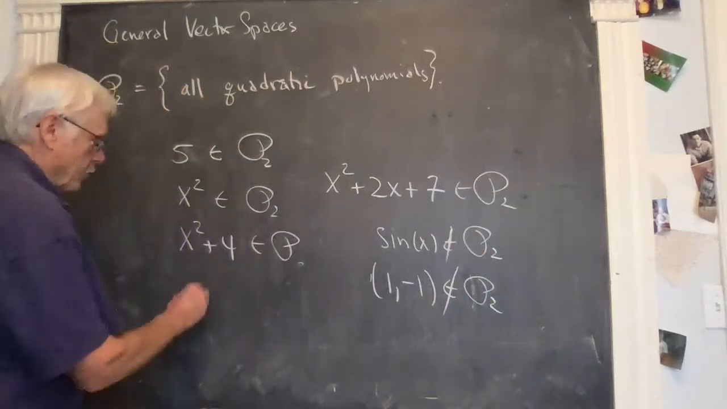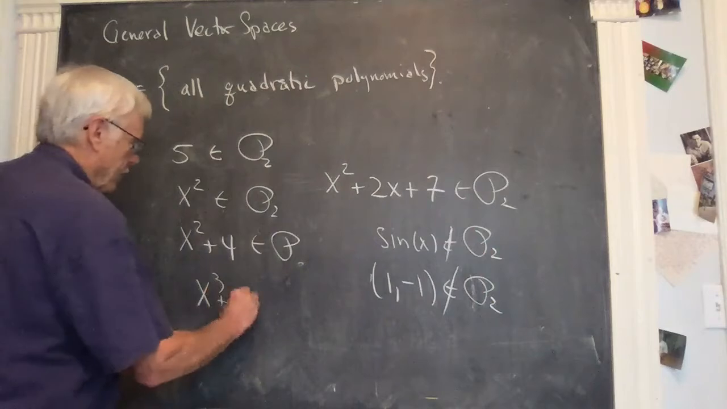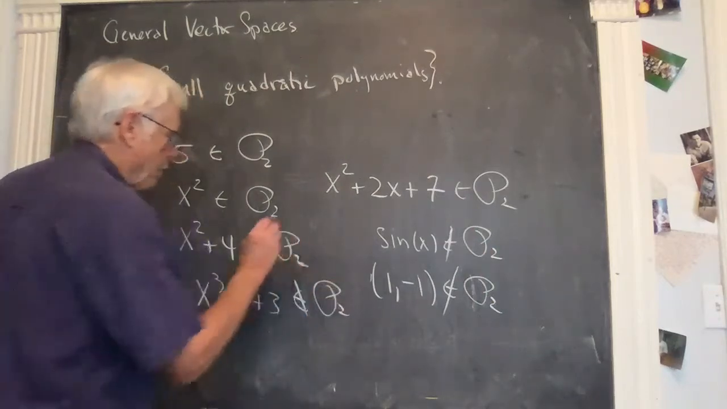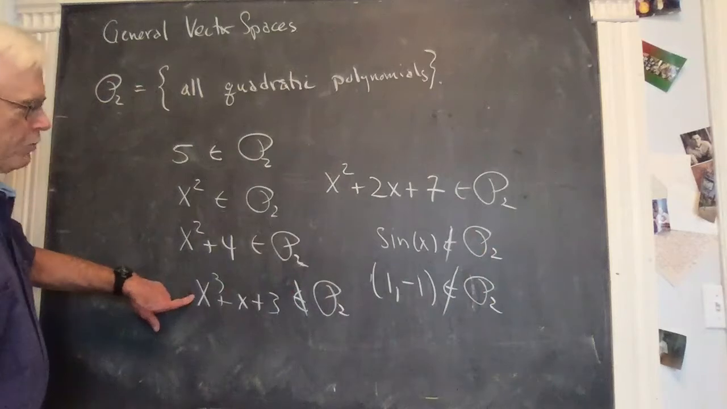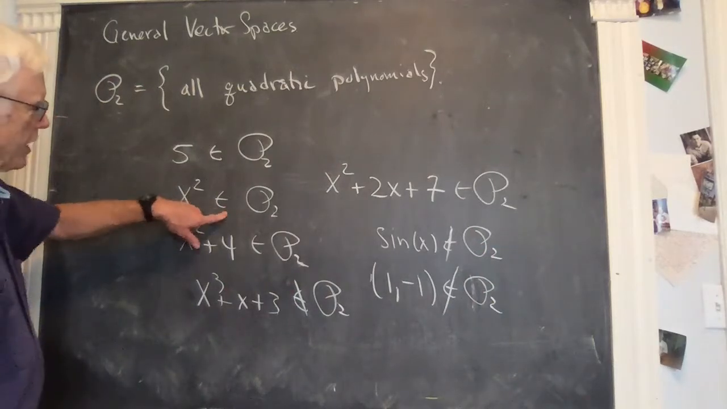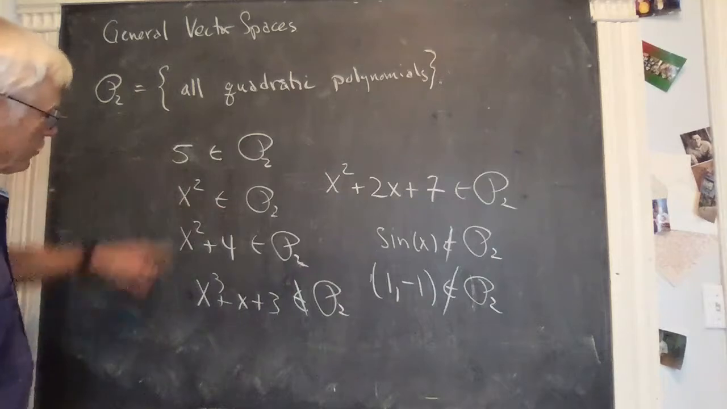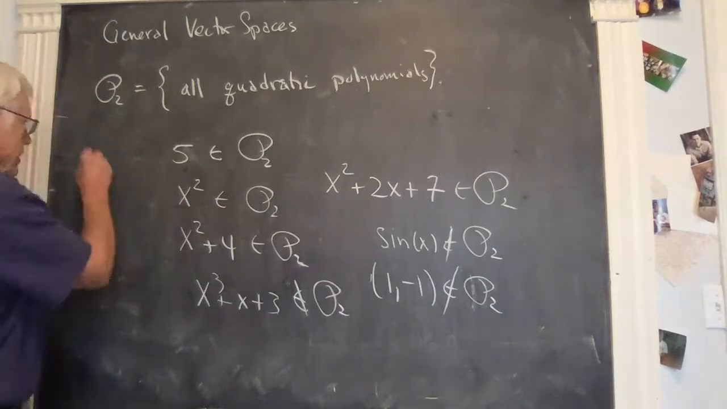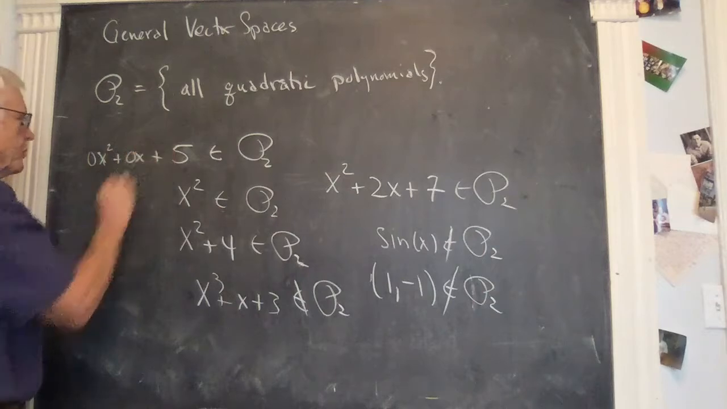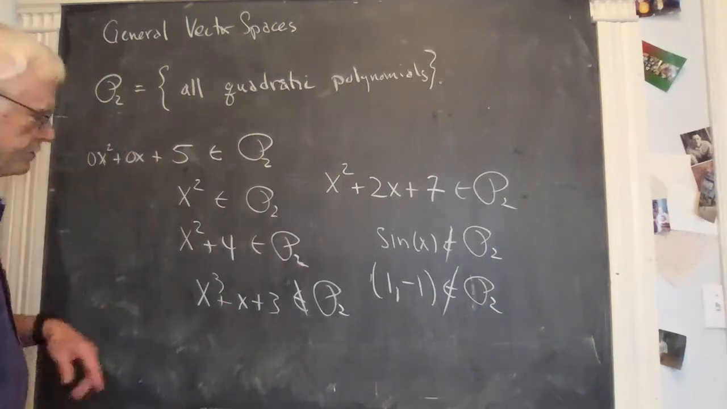But also here's another one, x cubed plus x plus 3. This is not in P2 because it's a cubic. Now this one actually is, even though it's missing the x in the constant term. And this one actually is because it means no x squareds and no x's plus 5, and this is okay.